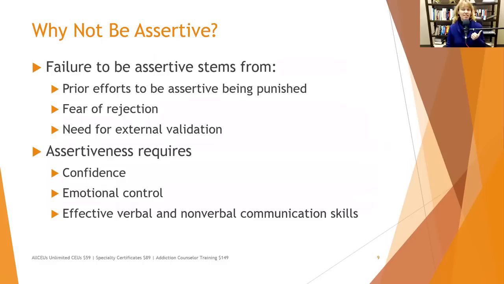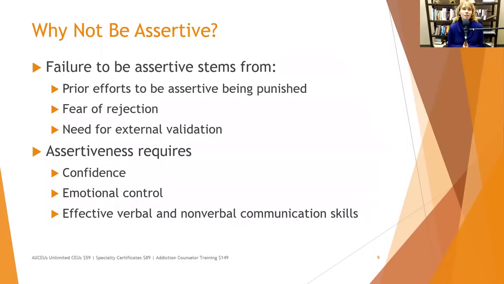Assertiveness requires confidence. People have to have a certain amount of self-confidence to say, I have very valid opinions and my thoughts, feelings, and opinions matter. They have to have emotional control. If they get into a situation where they're needing to be assertive and they're feeling scared or angry, they're probably not going to as easily be able to be assertive. They need to be able to get back into their wise mind, so to speak, and not be pushed and communicating through their emotions. And they need effective verbal and nonverbal communication skills.